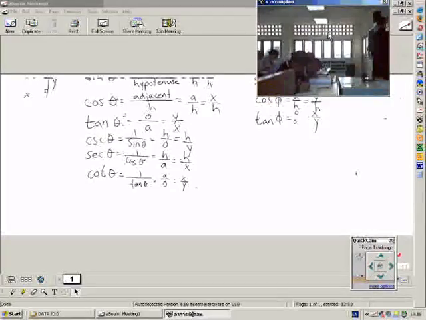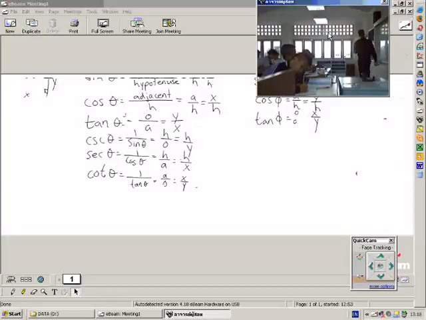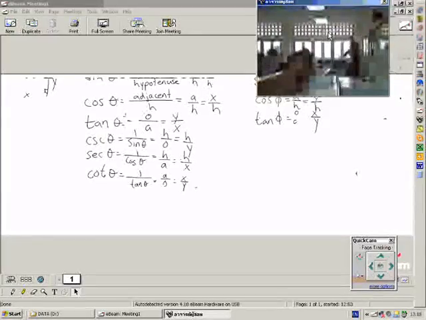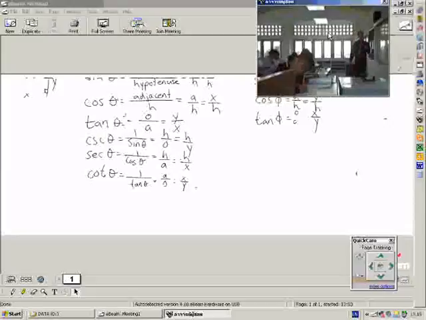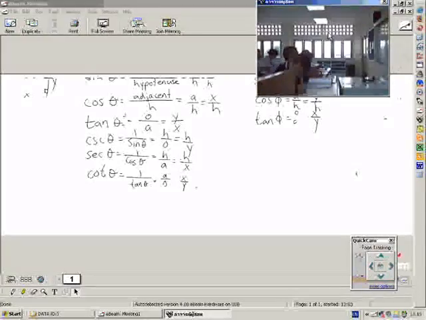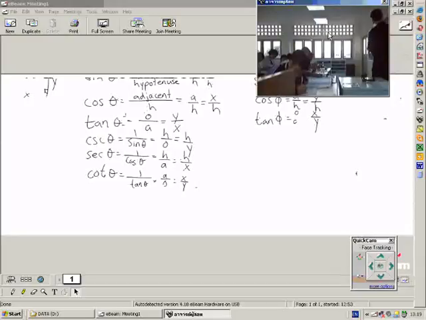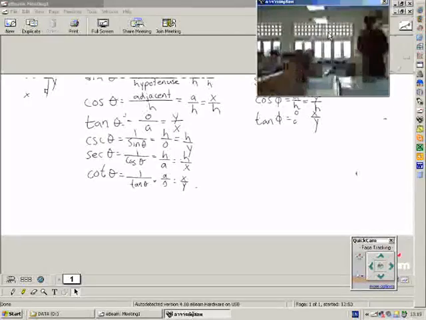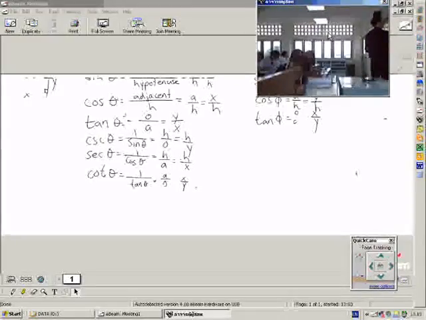So the tangent ratio, which is the ratio of the opposite side over the adjacent, is equal to X over Y. And now, quickly, the reciprocal trigonometric functions.